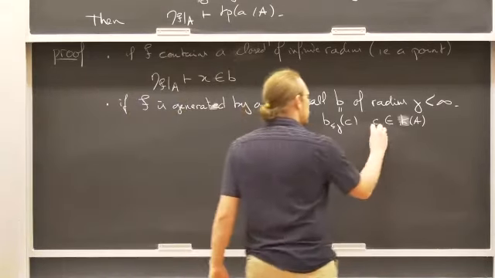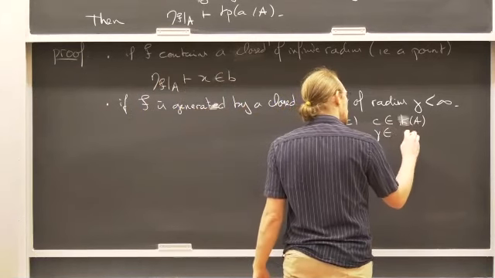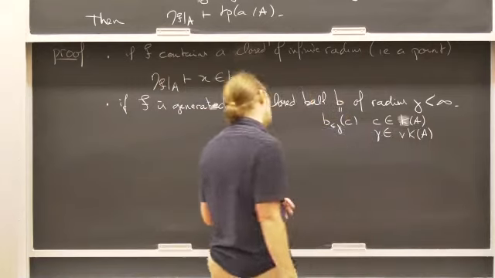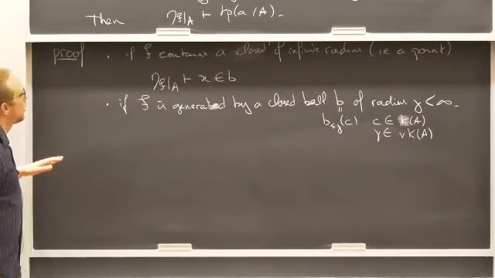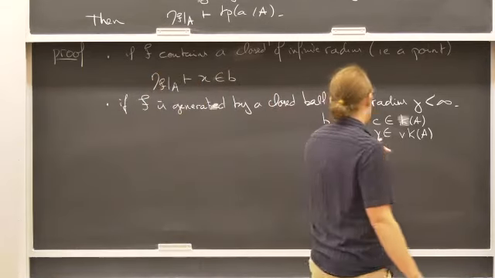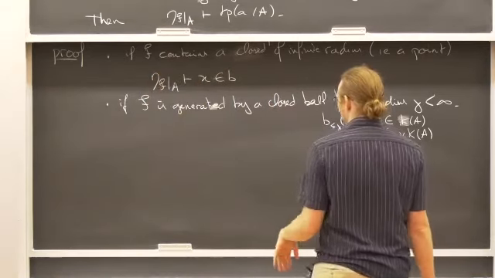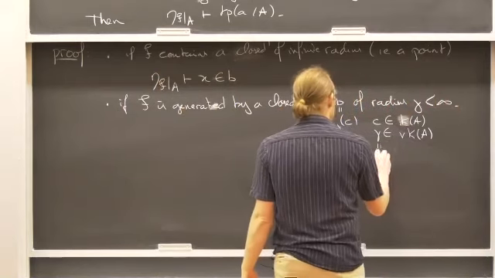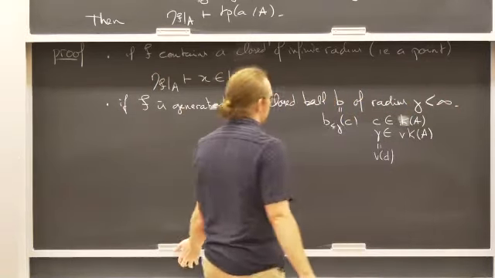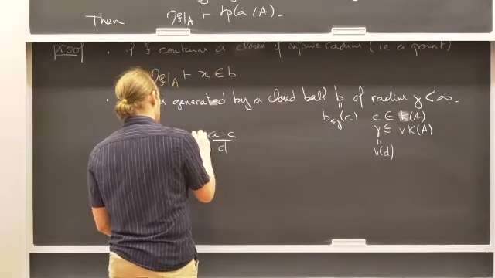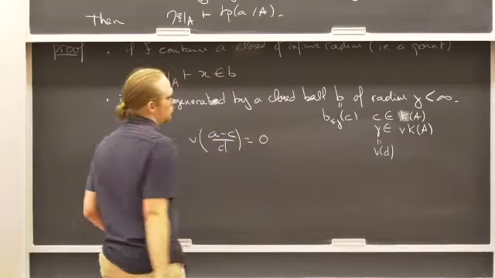Yes, and gamma also. Gamma is in V because it's a ball over A. Good. So in particular, gamma is V of some D. And so now if we look at A minus C over D, the valuation of that is 0.